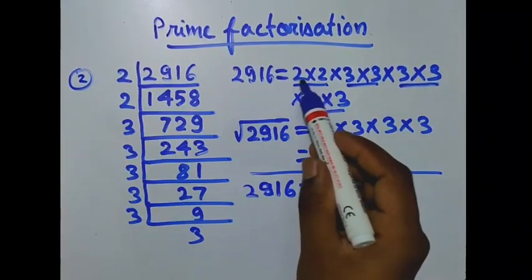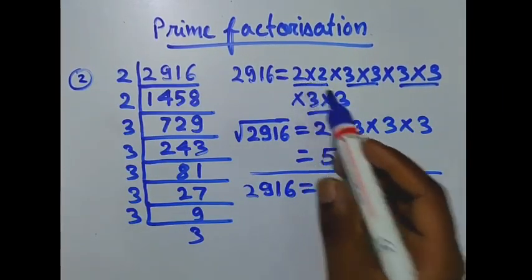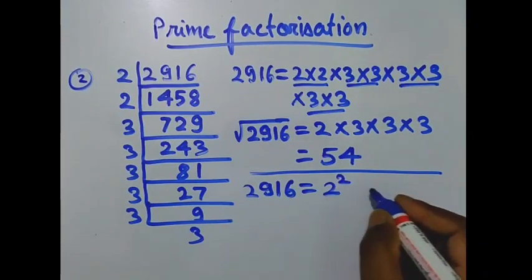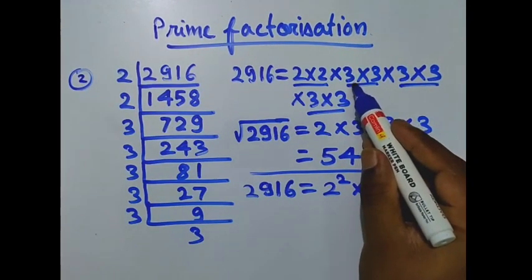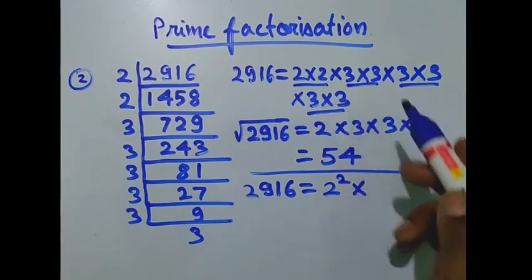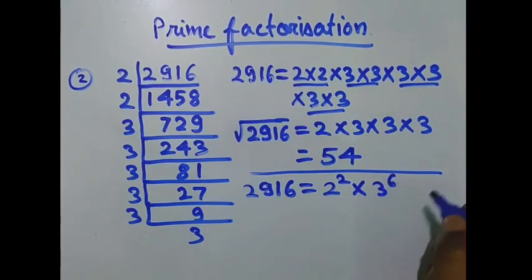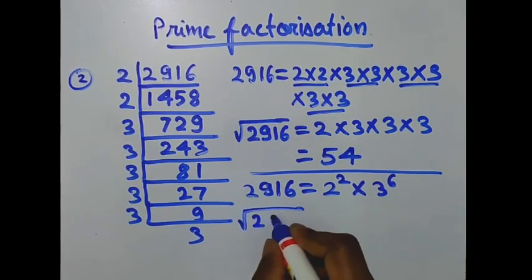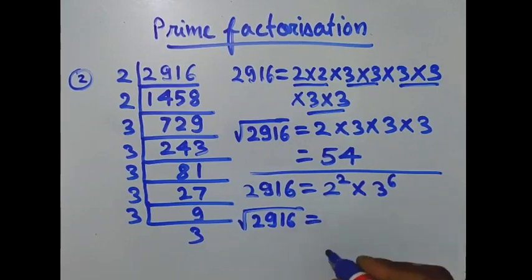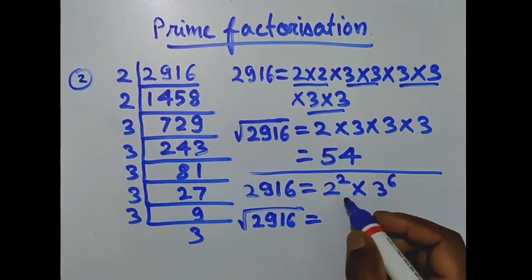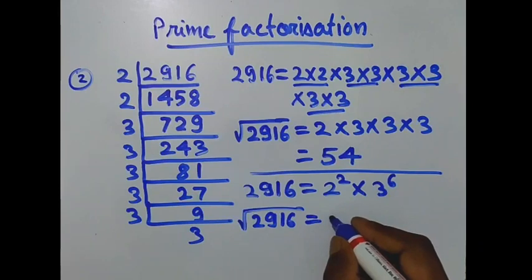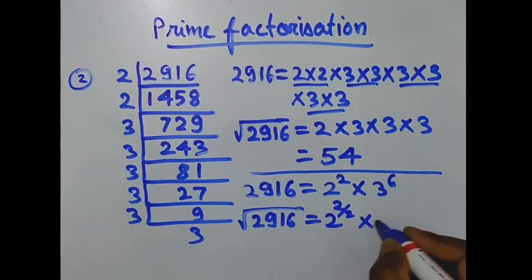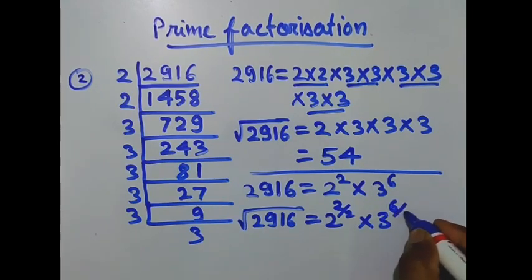If I write it in the form of powers or exponents, it will become 2 squared times 3 raised to the power 6. Now to find the square root, we can simply find half of the exponent, or the index. So 2 divided by 2, and 3 to the power 6 divided by 2.